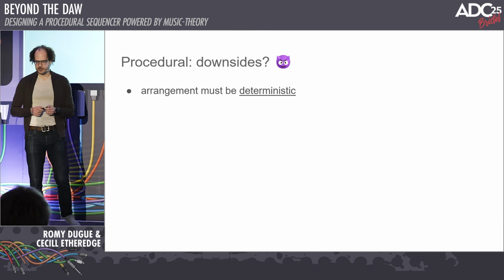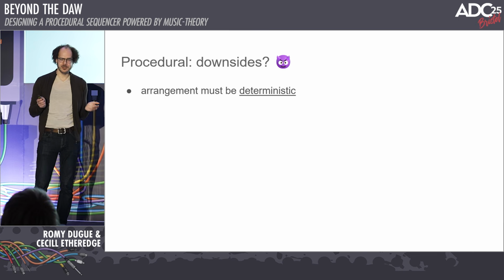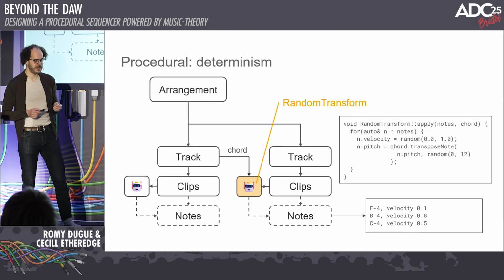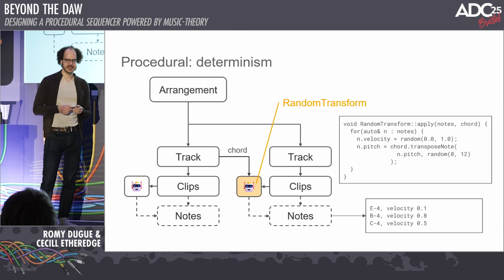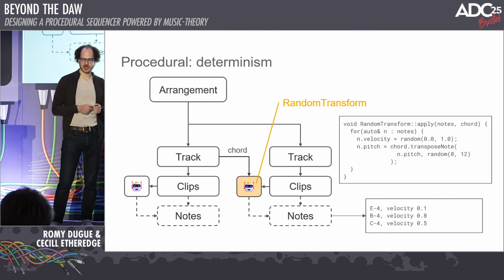Now, what are the downsides of such a system? Well, the arrangement needs to be deterministic. The transforms need to be deterministic. Why does that matter? Let's assume a random transform, for instance, right? We generate random velocities, random pitches. Okay, so far so good.